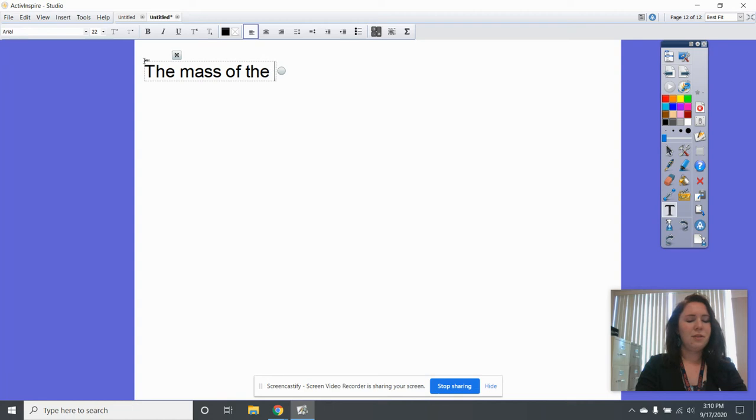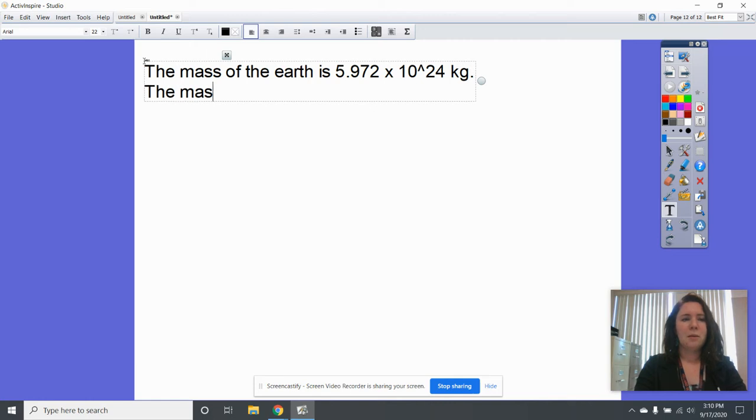The mass of the Earth is 5.972 times 10 to the power of, that's what that little arrow symbol, it's called a caret, means, to the power of 24 kilograms. The mass of the moon is 7.348 times 10 to the power of 22 kilograms. Those are both true, by the way. I looked them up. So then we might have a question.